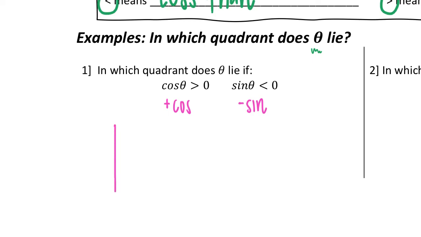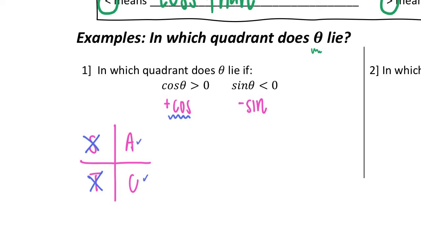I always start out, I draw a little coordinate plane, and I put my acronym in there. All students take calculus. And it's like a logic game from here. So take the first tidbit of information. We have a positive cosine. If we have a positive cosine, we should be able to eliminate two quadrants. Cosine is only positive in the all quadrant and in the cosine quadrant. So we know that theta cannot lie in the S or the T quadrant.